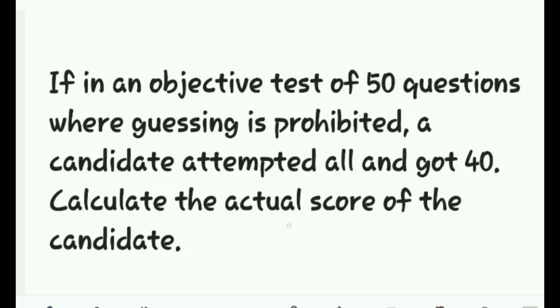Have you ever wondered about negative marking, or how the actual score of a candidate is calculated where guessing is not allowed? So, pay attention to this problem. If in an objective test of 50 questions where guessing is prohibited, a candidate attempts all and got 40, calculate the actual score of the candidate.